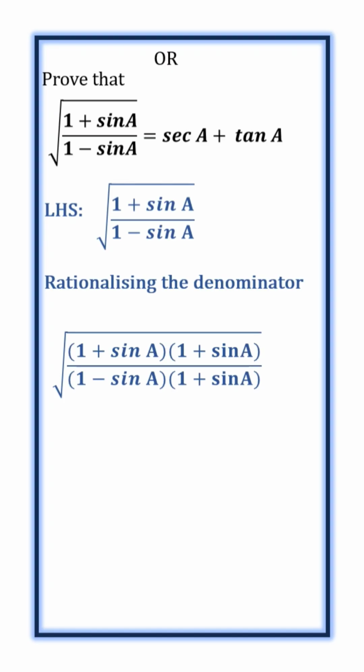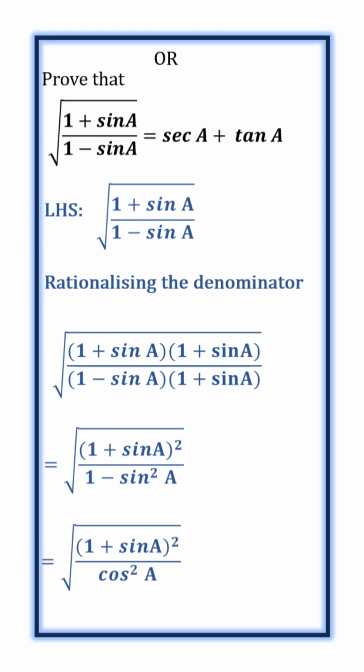Observe the numerator. You can write it like (1 plus sin A) the whole square. The denominator is in the form of (A minus B) into (A plus B). So now you can write A square minus B square. So now under root (1 plus sin A) the whole square upon 1 minus sin square A. Here observe 1 minus sin square A is equal to cos square A, by using the identity cos square A plus sin square A is equal to 1. Okay, now like this: under root (1 plus sin A) the whole square upon cos square A.